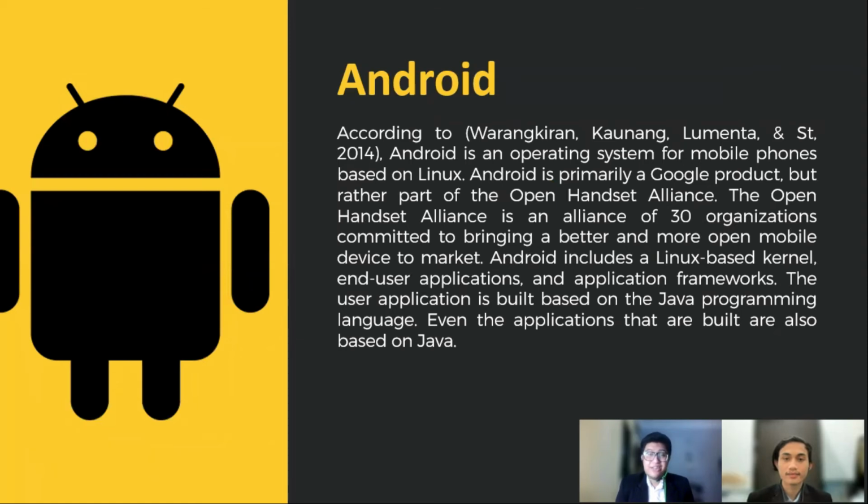Android. Android is an operating system for mobile phones based on Linux. Android is primarily a Google product, but also part of the Open Handset Alliance. The Open Handset Alliance is an alliance of 30 organizations committed to bringing a better and more open mobile device to market. Android includes a Linux-based kernel, user applications, and application frameworks. The user applications are built based on the Java programming language. Even the applications that are built are also based on Java.